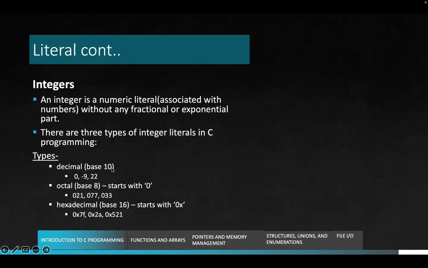Decimal is base 10. What is meant by base 10? It will have a range of literals from 0, 1, 2, 3, 4, 5, 6, 7, 8, 9. These 10 numbers are called base 10. The count of these literals is 10. That is why it is called base 10. Examples of it are 0, -9 and 22, and so on.